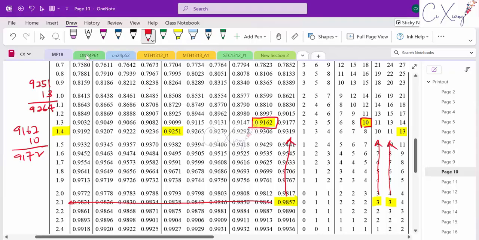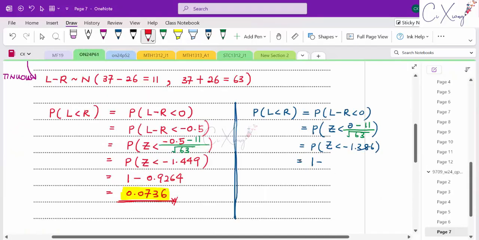Okay, so go back to the question again. Alright, so you take 1 minus 0.9172. So without the continuity correction, your answer will be a bit different. So your answer should be 0.828.